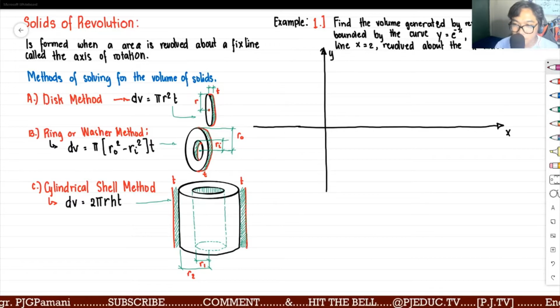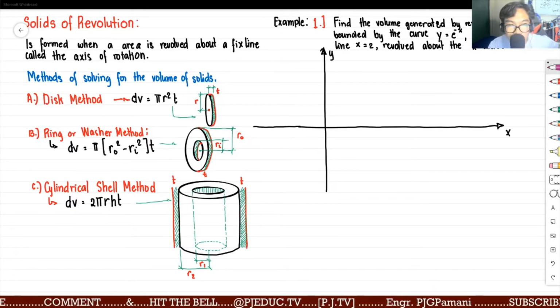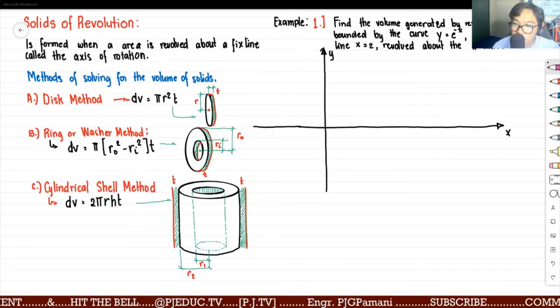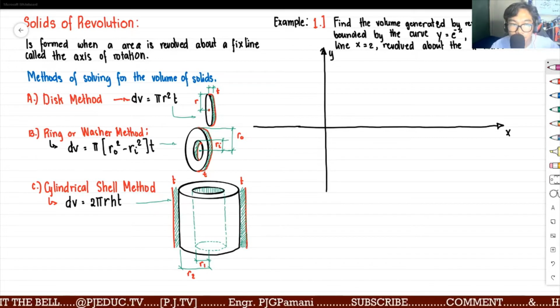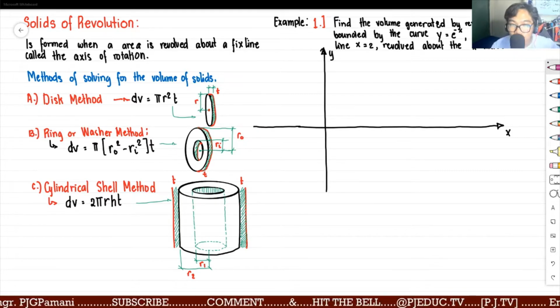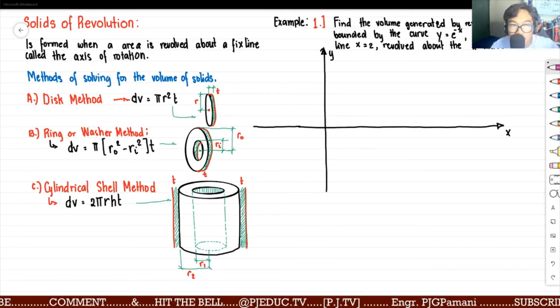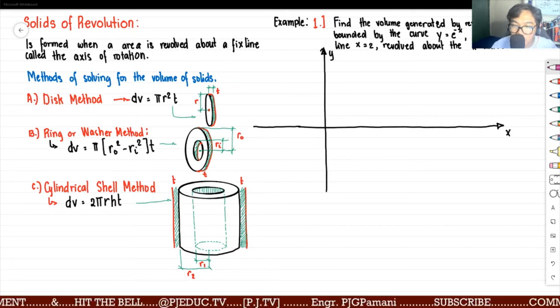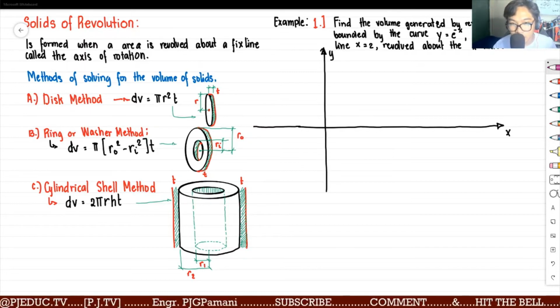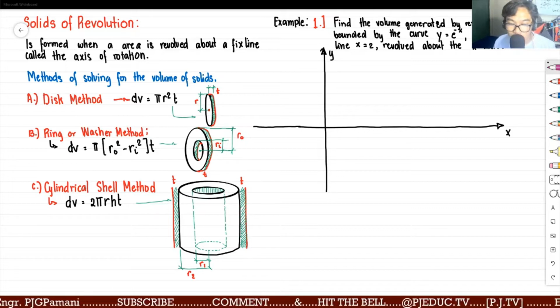Again, this is module number 7, solids of revolution. So we'll need to determine the volume of a particular curve as it revolves on a specific axis. Again, by definition, a solid of revolution is formed when an area is revolved about a fixed line, basically called your fixed axis of rotation. There are three methods that we need to apply in this particular topic.